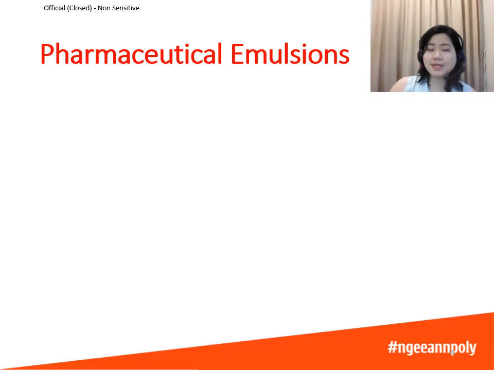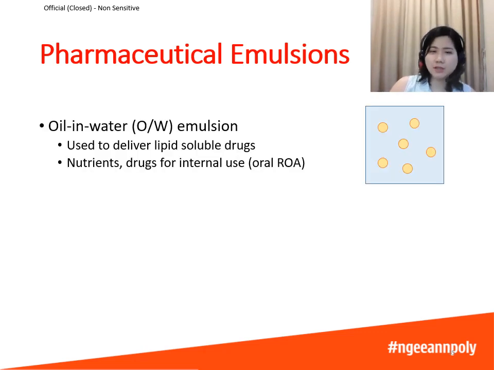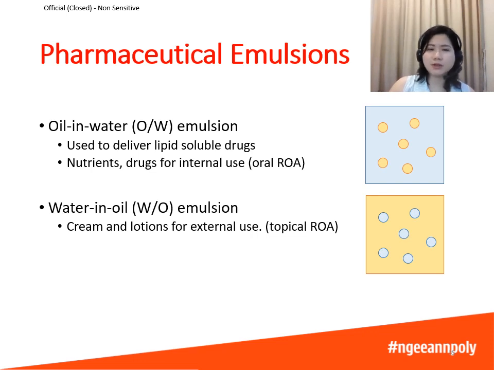There are two main types of emulsions. Oil in water means that the oil is dispersed as small droplets in water. Oil in water emulsions are often used to deliver drugs that are oil or lipid soluble. They can be used for oral administration. Water in oil emulsions means that the water is dispersed as small droplets in oil. These are creams and lotions which are commonly applied onto the skin.